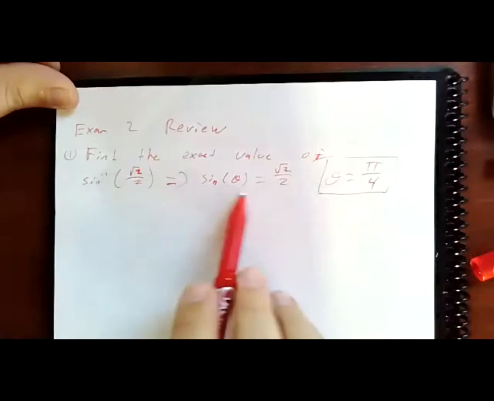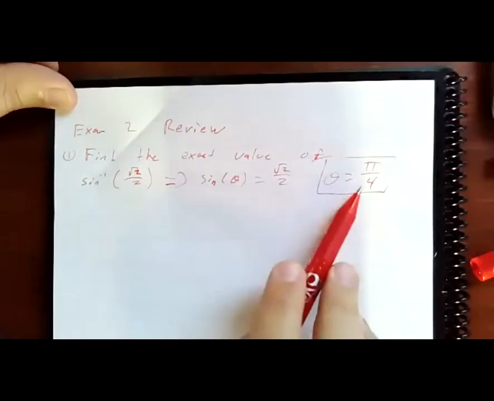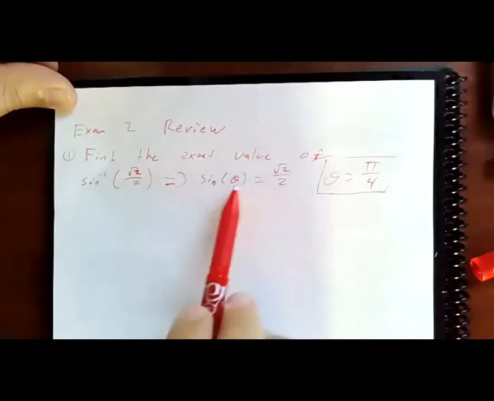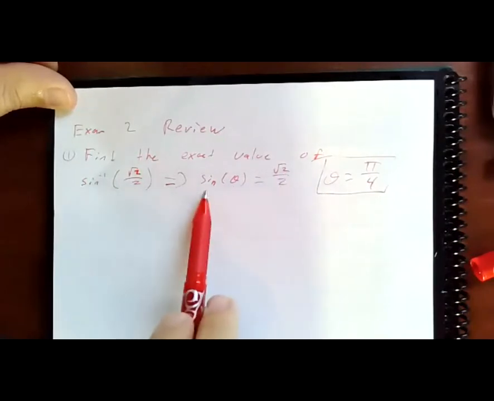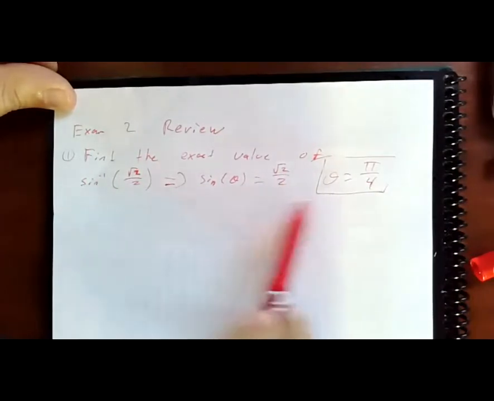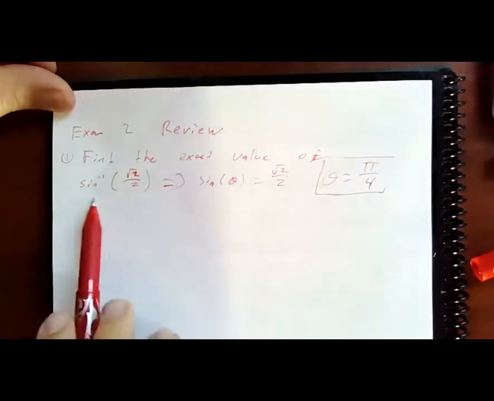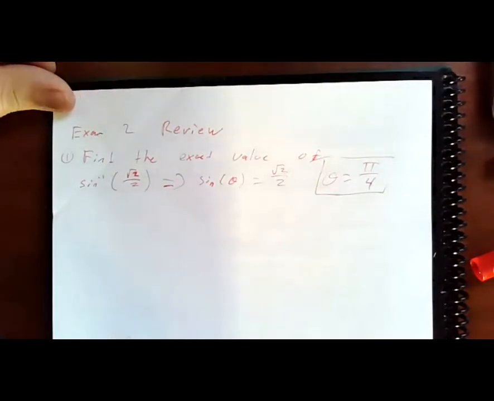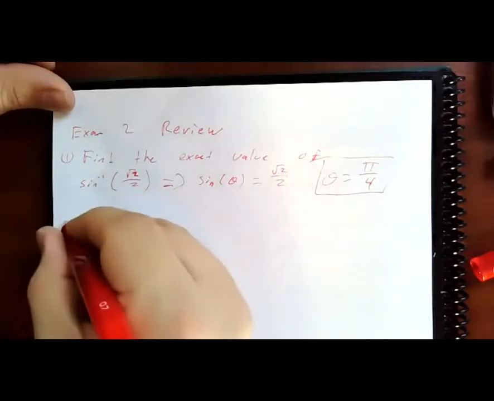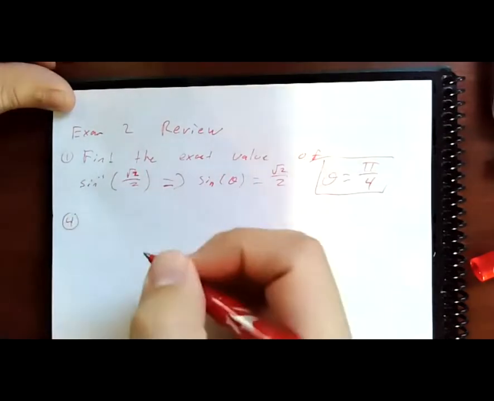So once you change it, you can see, oh yeah, this happens here, right? The y value, there's an angle that gives me this y value. That's what this is saying. What is the angle? Well, this. That's what this means. Okay. Now let's move on to number 4. You guys have any questions on number 1?